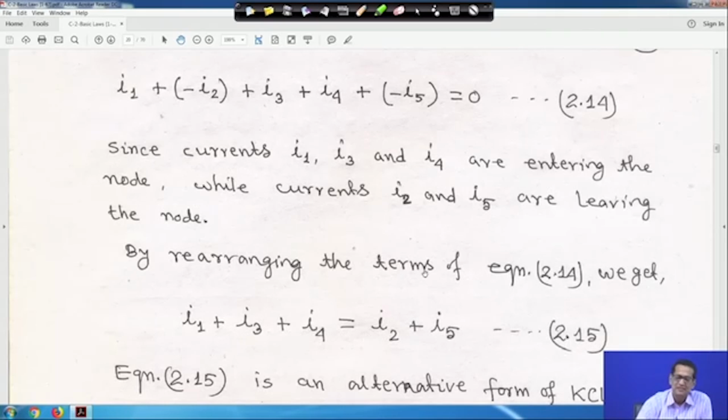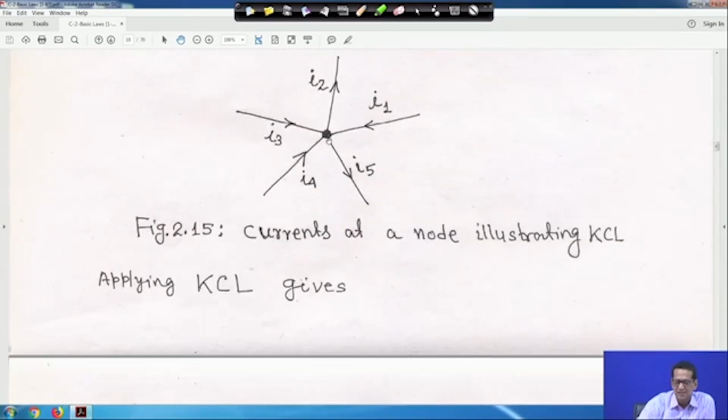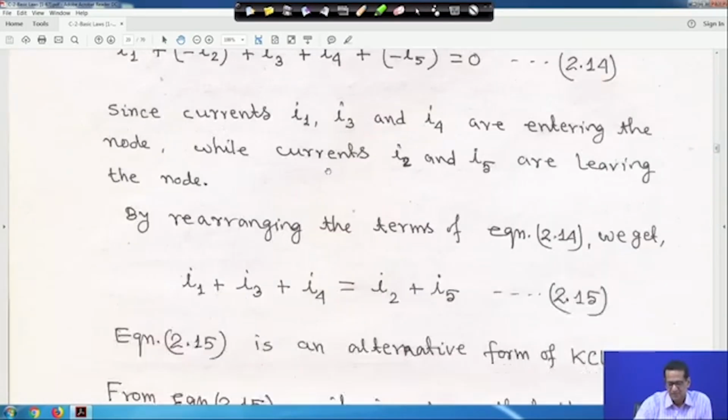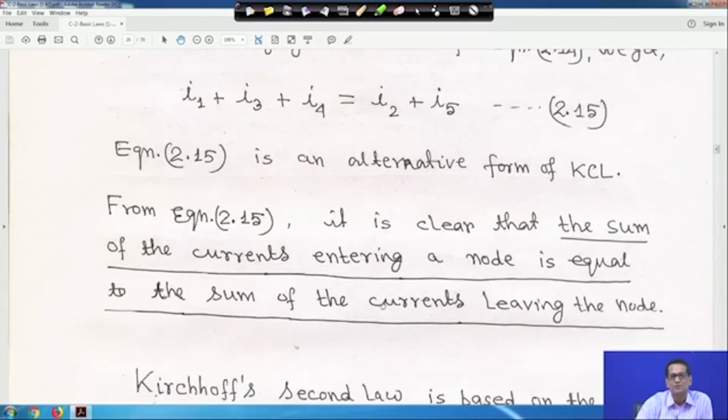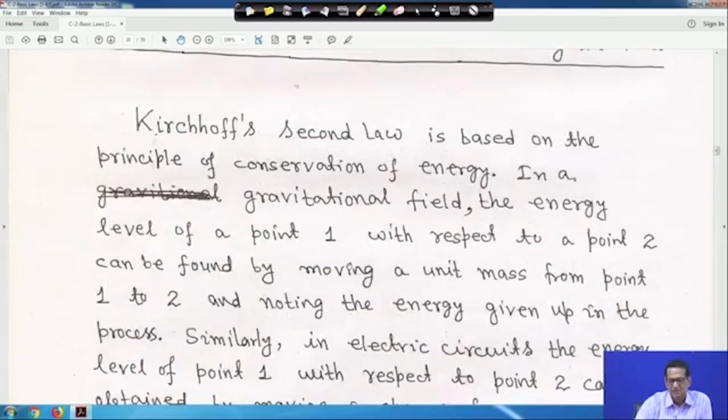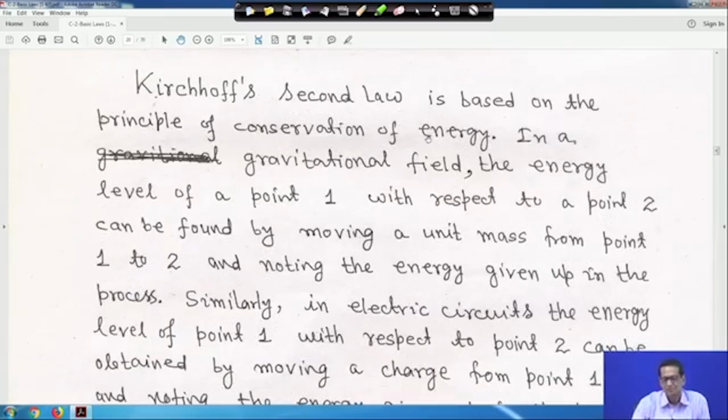This is equation 5. That means at any node the sum of the incoming currents is equal to the sum of the outgoing currents, that is KCL. This is an alternative form, the same thing, but the easiest one. So it is clear that the sum of the currents entering a node is equal to the sum of the currents leaving the node. Then Kirchhoff's second law is based on the principle of conservation of energy. The first one was conservation of charge, the second one is the principle of conservation of energy.